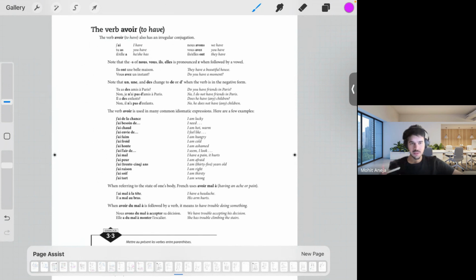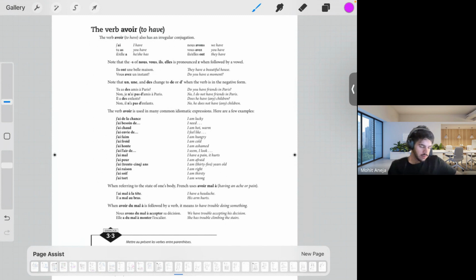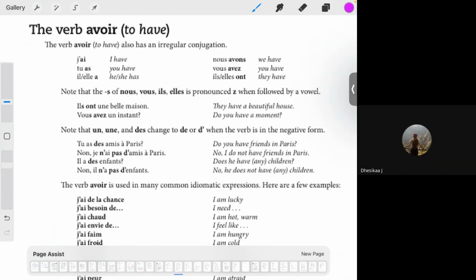Now, it was easy enough. There were just two exercises and they were pretty simple. What we have moved to now is avoir. Avoir means what in French? To have, yes. And can you read out the conjugations? J'ai, tu as, il a, elle a, nous avons, vous avez, ils ont, elles ont.